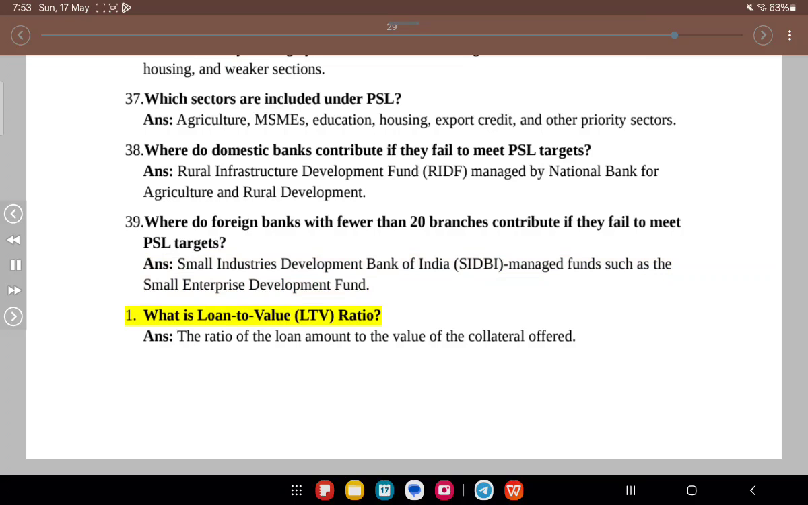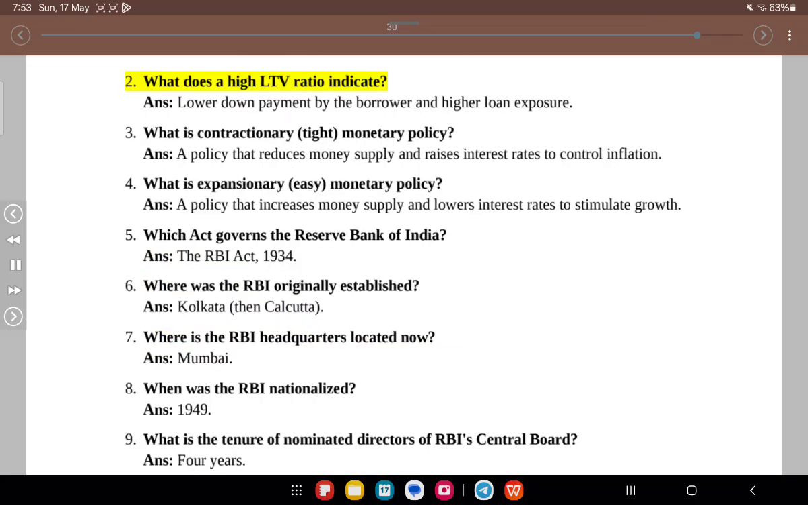1. What is loan to value (LTV) ratio? Ans. The ratio of the loan amount to the value of the collateral offered. 2. What does a high LTV ratio indicate? Ans. Lower down payment by the borrower and higher loan exposure. 3. What is contractionary tight monetary policy? Ans. A policy that reduces money supply and raises interest rates to control inflation. 4. What is expansionary easy monetary policy? Ans. A policy that increases money supply and lowers interest rates to stimulate growth.